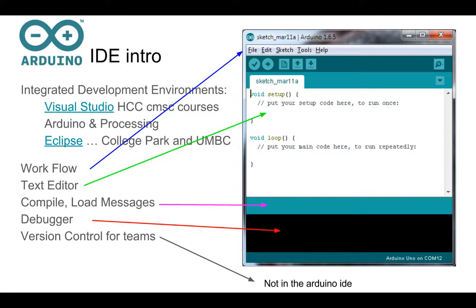They have a workflow. In the Arduino, it's pretty primitive. It's up there at the top with the file, edit, sketch, tools, help, the checkbox, the arrows, and the magnifying glass. The text editor, they all have a good text editor. They all have the ability to display messages, both at compiling time and if something goes wrong. And both Visual Studio and Eclipse have version control for teams. This is associated with GitHub. We don't have that built into the Arduino IDE, but it is built into Eclipse and Visual Studio.